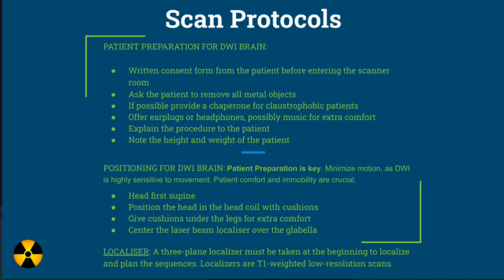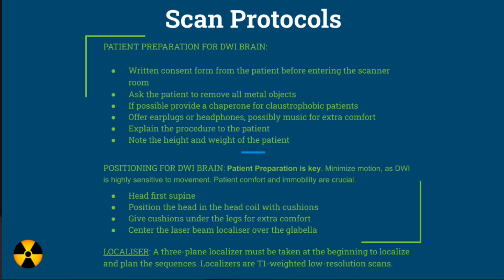Positioning for DWI brain. Patient preparation is key. We need to minimize motion as diffusion-weighted images are highly sensitive to movement. Patient comfort and immobility are crucial. The exam will begin head first supine. We position the head in the coil with cushions and also have cushions placed under the legs for extra comfort. Center the laser beam localizer over the glabella.